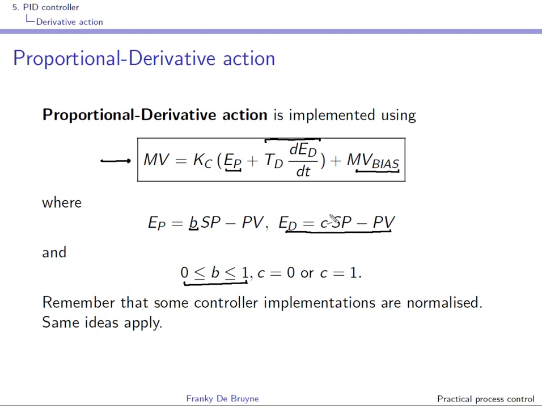Again, we have a parameter in front of the set point, and the difference is that usually now you either choose C equal to 0 or C equal to 1, and the idea is the same. If you have a set point change in the form of a step, you're going to have a derivative kick, and sometimes this is not desired. If it is not desired, what you do is use C equal to 0.